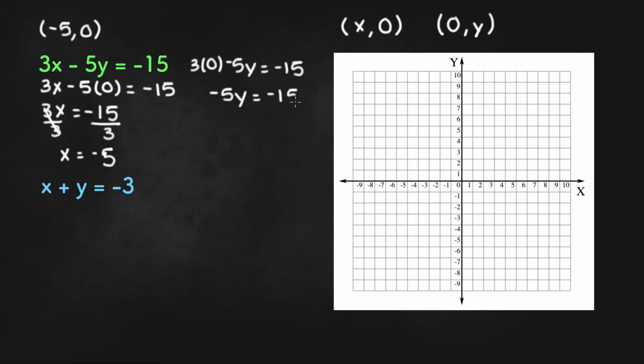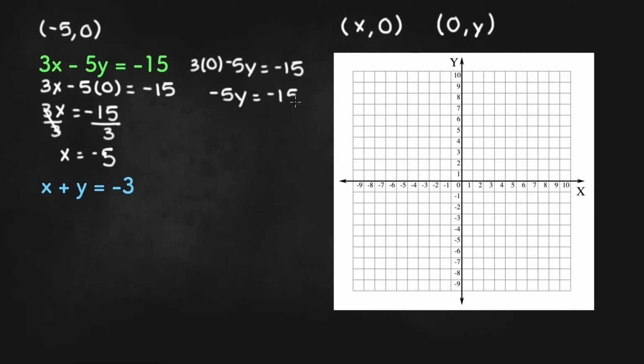So we can plot these 2 points on the coordinate plane, and then connect the points to get a line like this. And this is going to be the graph of the first example here.